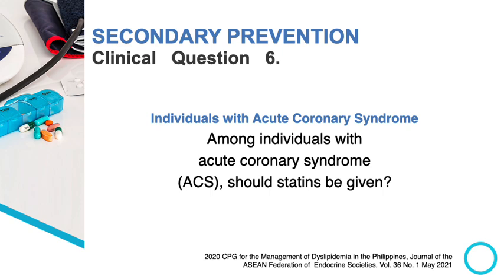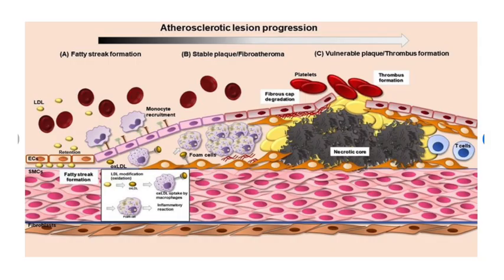Now, the sixth clinical question on secondary prevention pertains to individuals with acute coronary syndrome. Among individuals with acute coronary syndrome or ACS, should statins be given? The slide shows the development of an atherosclerotic plaque, which starts with the retention of LDL particles in the plasma and its insertion into the vascular endothelium. These oxidized LDL and the recruitment of monocytes by chemoattractant factors lead to the uptake of LDL by the macrophages, which later transform into foam cells.